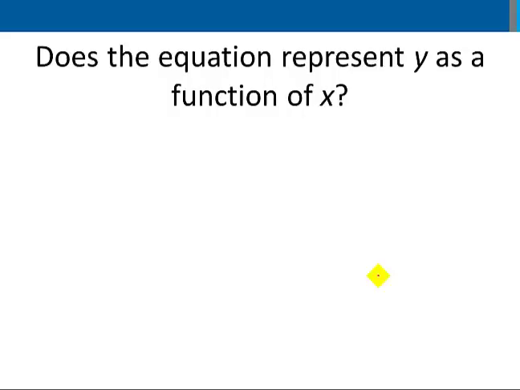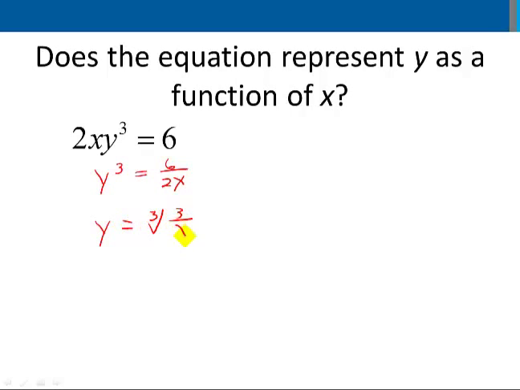One more example. Does the equation represent y as a function of x? This equation is 2xy cubed equals 6. Again, we'll start by solving for y. We'll divide both sides by 2x. We have y cubed equals 6 over 2x. And simplifying a little more, y equals the cube root of 3 over x. The cube root of a number is unique, so there will be only one y-coordinate matched with each x-coordinate. This relation is a function.